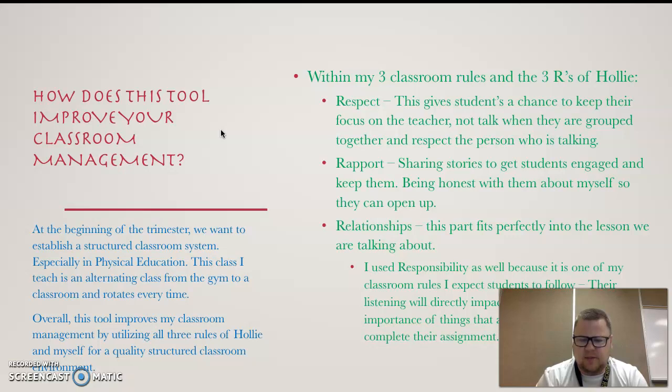And then the relationships piece. This is where I start to develop and build those relationships as much as I can. And that's the funny part, we're actually talking about relationships. And I talk about the teacher-student relationship a little bit and how that's important. And I want them to know that they can ask me questions. And I use responsibility as well for one of my classroom rules, because I think it's important that kids understand that there's duties to perform.